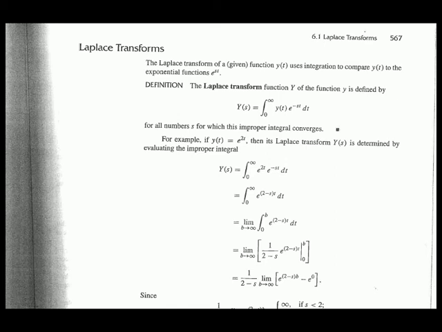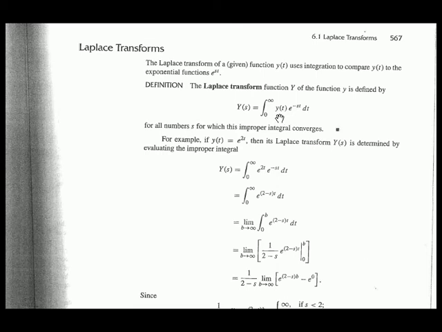The last chapter, chapter 6, that we're going to look at is about Laplace transforms. And here's the definition of Laplace transforms. It isn't obvious at all why this is going to help us solve differential equations, but hang on.